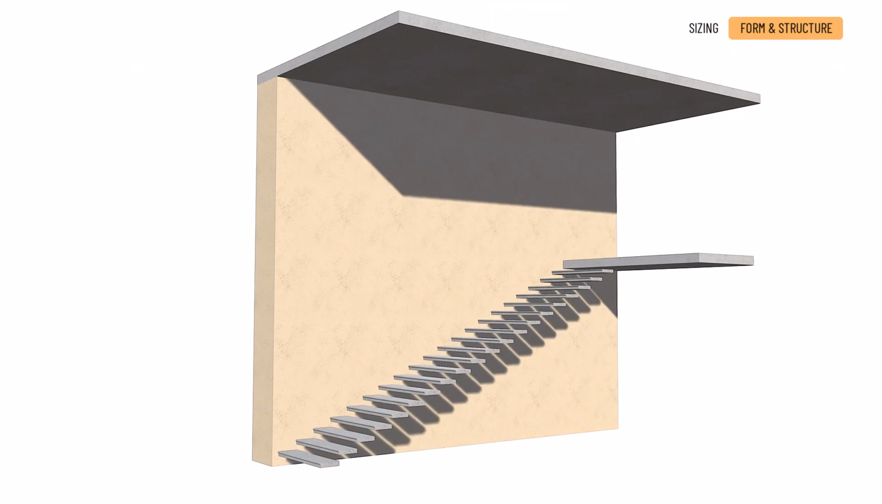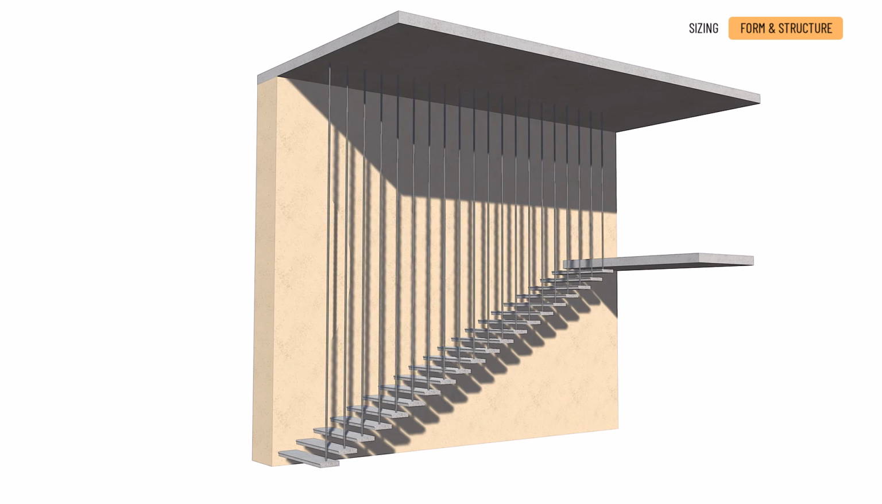Cantilevered stairs use fixed joint steps on one side but are unsupported on the other side. Another solution is to suspend the flight or ramp from the slab above.